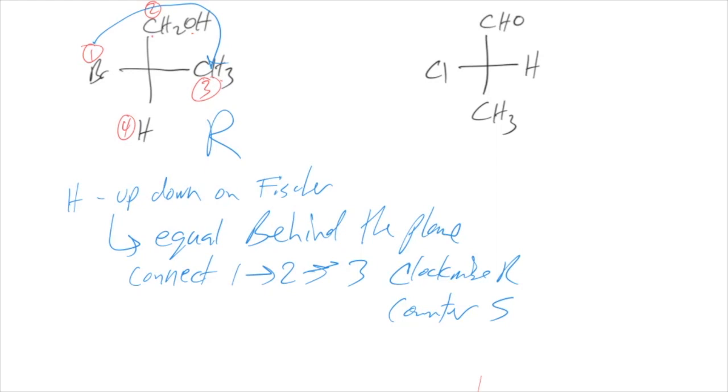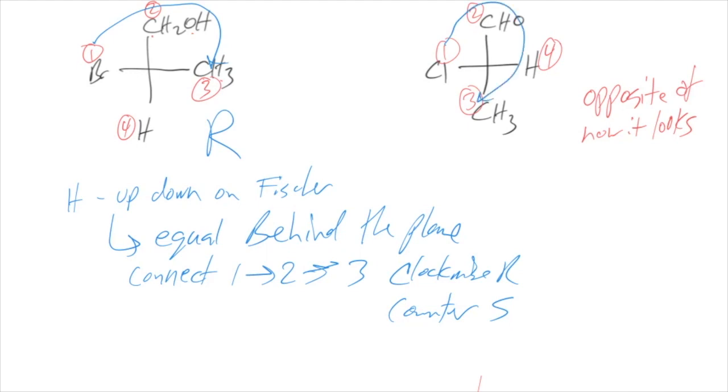However, in this situation, my 4 group is going left or right. So I've got 1 is chlorine, 2 is CHO, 3 is CH3. My 4 group is going left or right, which means it's coming up at you. So if you remember from previous R and S lessons, if the hydrogen is coming out instead of going back, it's going to be the opposite of how it looks. So here you can still do the same thing: connect 1 to 2 to 3, ignoring 4. It looks clockwise, but it's going to be S, because it's the opposite of how it looks. So this molecule would have S stereochemistry.